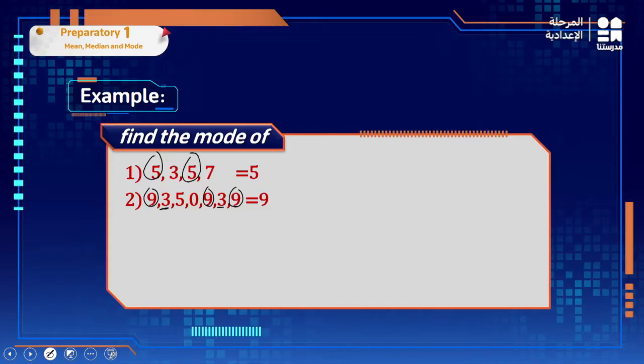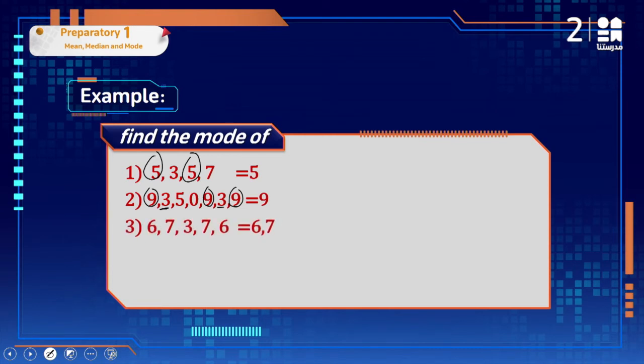For example, find the mode of 5, 3, 5, 7. The most repeated number is 5. 5 is repeated 2 times, and nothing else is repeated. Okay, so 5 is the mode. Number 2: 3, 9, 5, 0, 9, 3, 9. Have a look at 9. 9 is repeated 3 times. And what else? 3 is repeated 2 times. Which one is repeated more? 9 is repeated more. So the mode is 9.